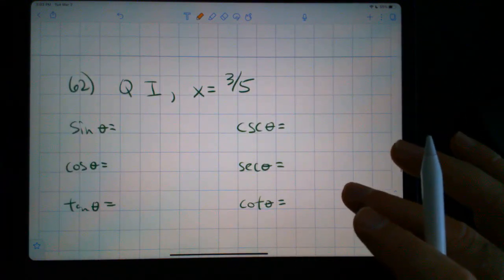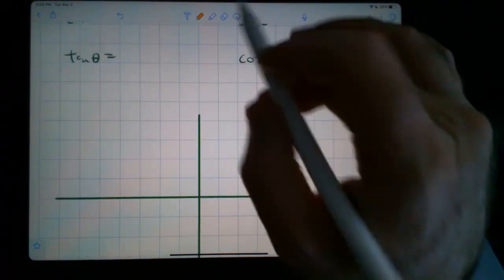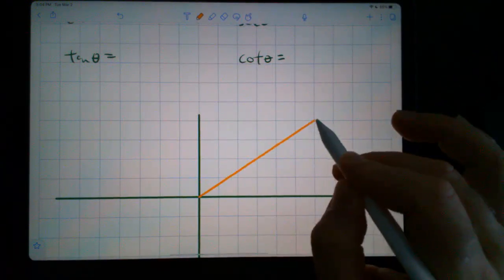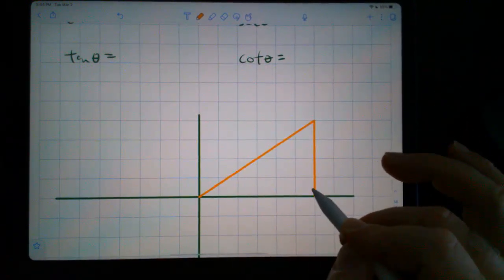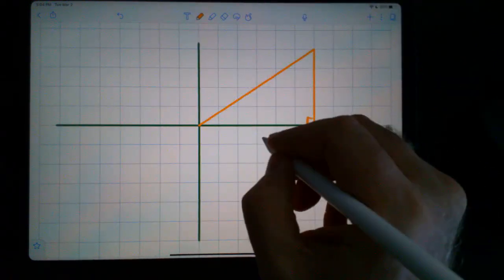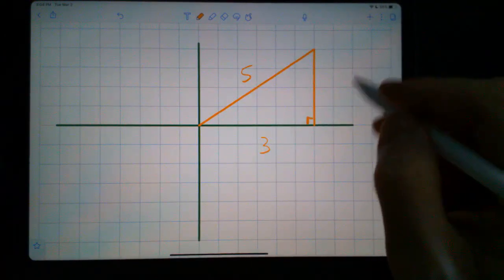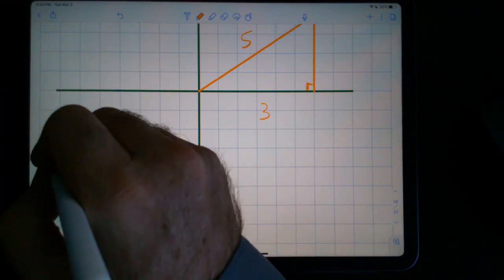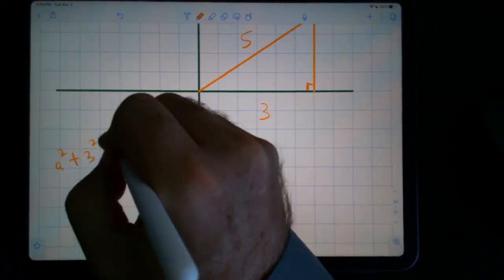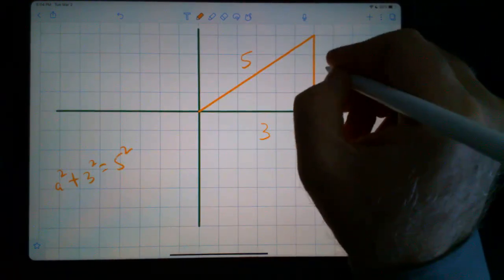Here we're in quadrant 1, and x is 3 over 5. Just some type of a triangle. And if my x is 3 over 5, 3, 5. Okay, what's our missing side? It's 4.